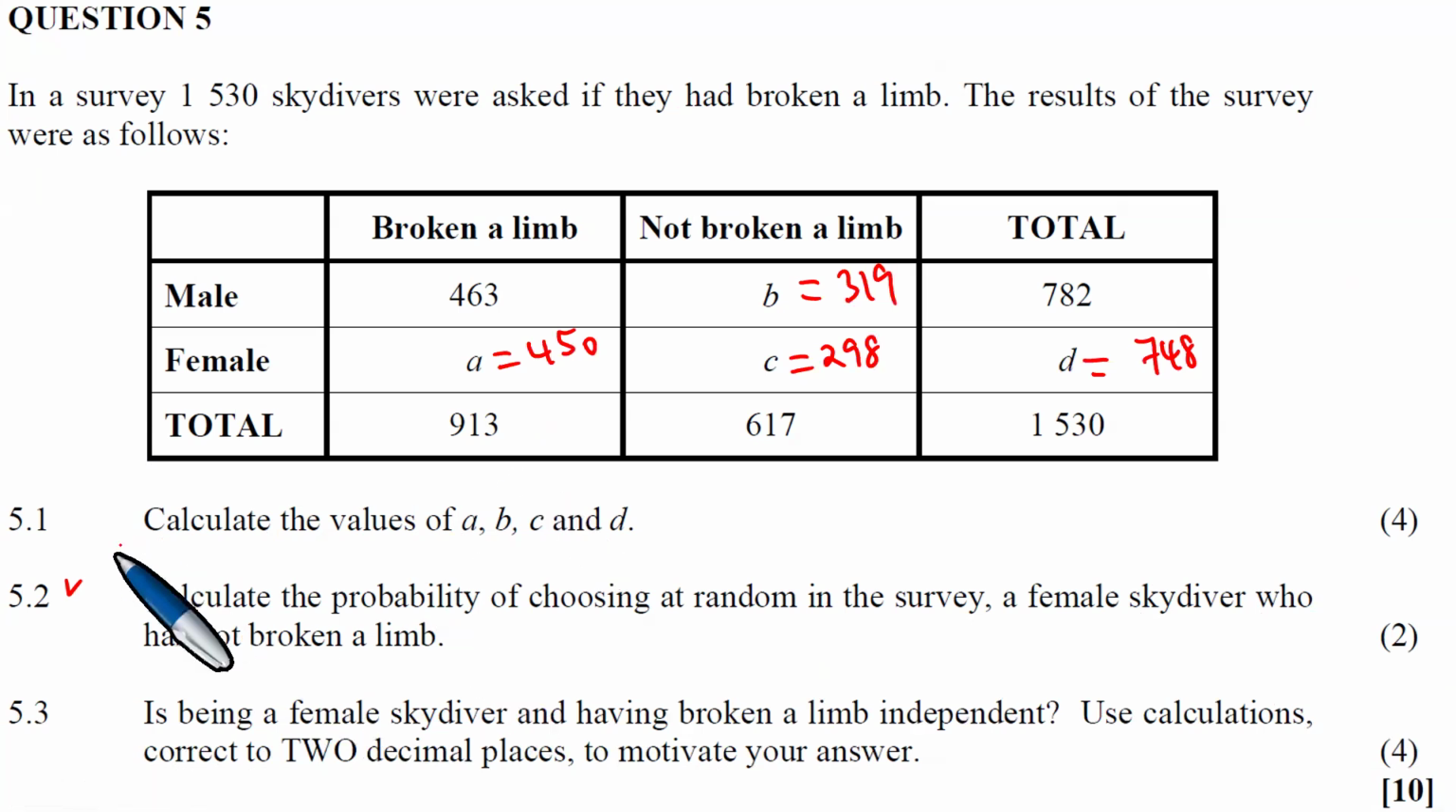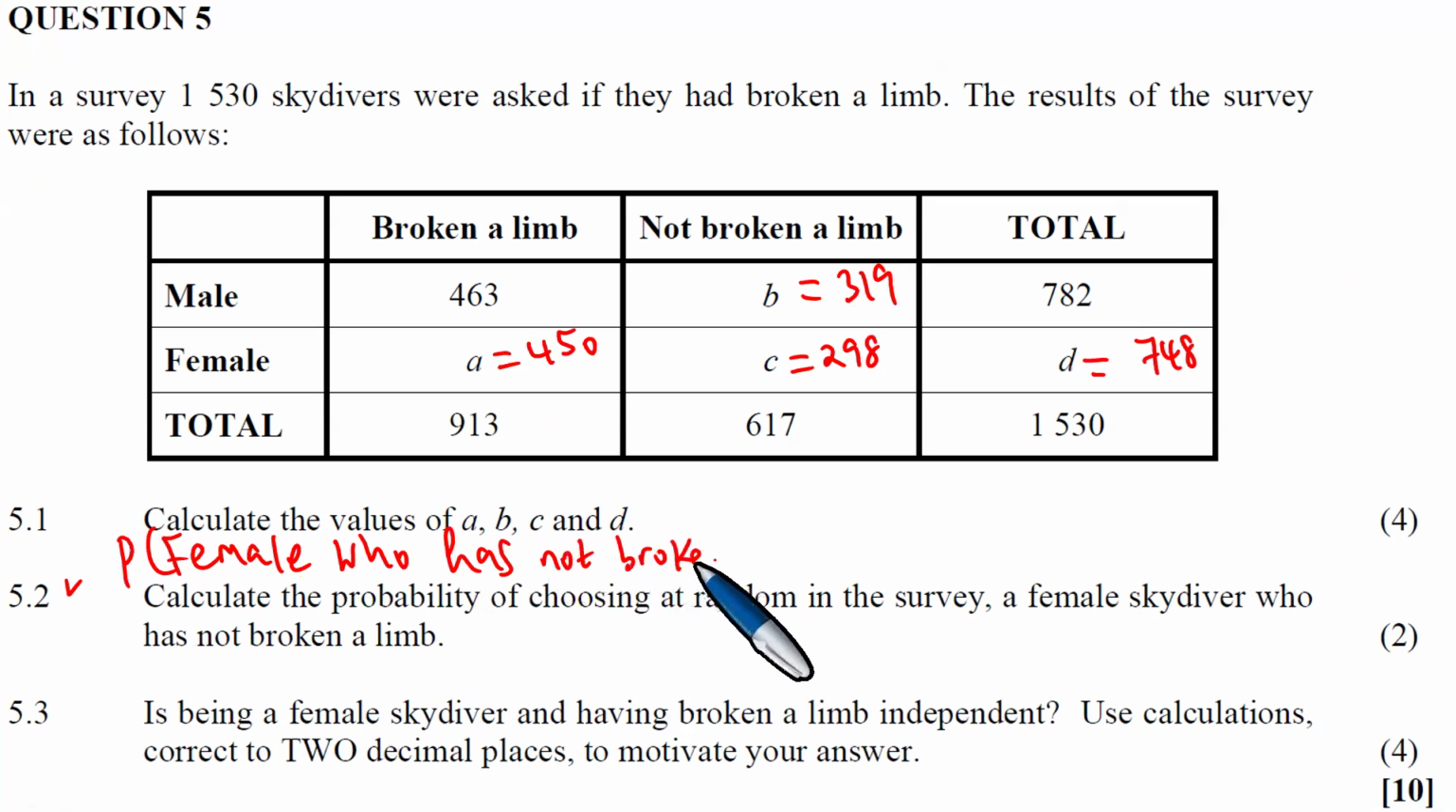So you're thinking about it in the meantime. I'm just writing probability of female. I'm not writing the answer in full, but I'm writing the beginning of the answer. So the probability of a female who has not broken a limb.